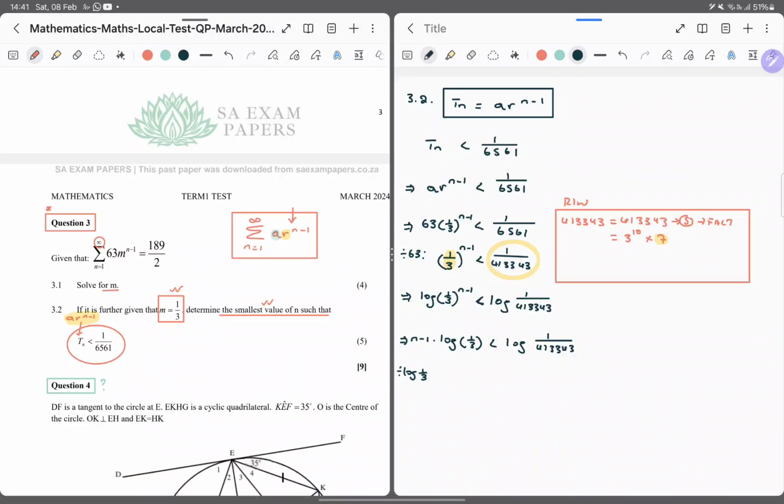We divide by log of a third. But now remember, log of a number less than 1 and greater than 0, because we cannot have less than 0, is a negative number. So this is a negative number. Just remember this. You can just do it on the calculator. You will see we get a negative answer. Now, if we divide by a negative number, what happens to the sign? It changes. So this means n minus 1 is greater than. Now I'm going to just jump. Remember, this becomes the base, this becomes the number.